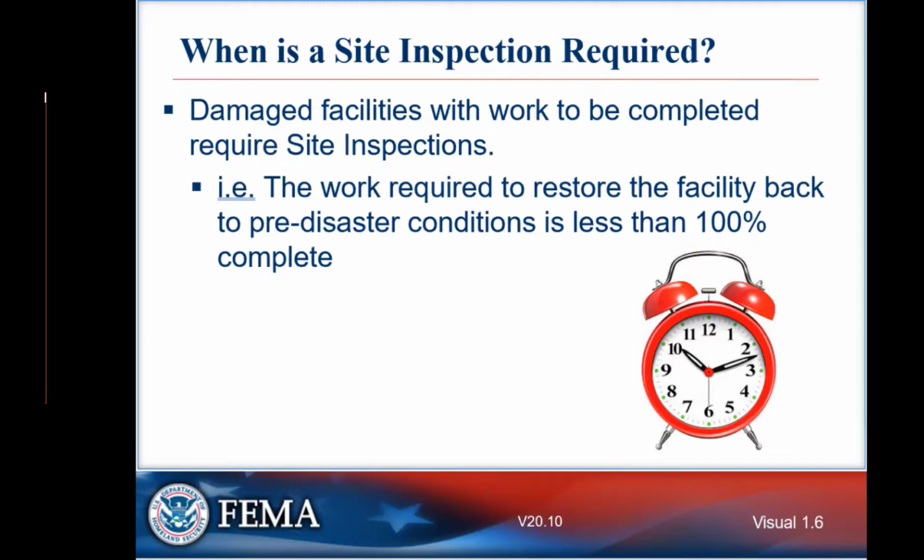For example, let's say your damaged facility is a baseball field. You have 3 different damage components, including perimeter fencing, a scoreboard, and the stadium lighting. So your scoreboard is 100% complete and repaired back to pre-disaster condition, but your fencing and your lighting have not yet been repaired. So that makes the damaged facility less than 100% complete and a site inspection is required.